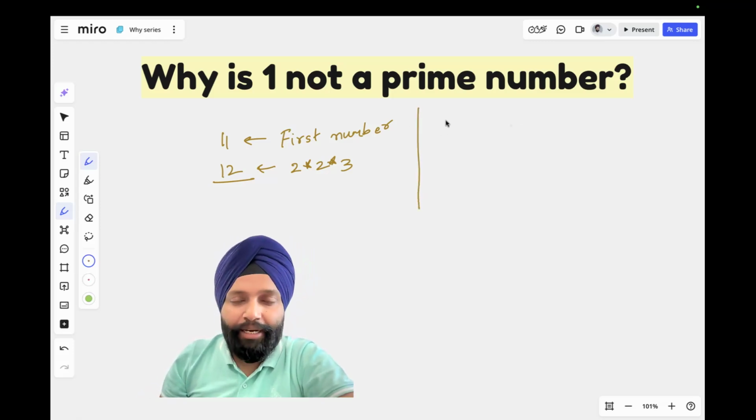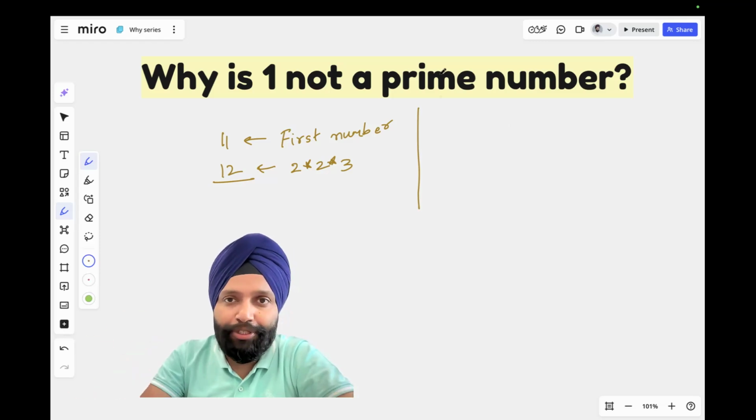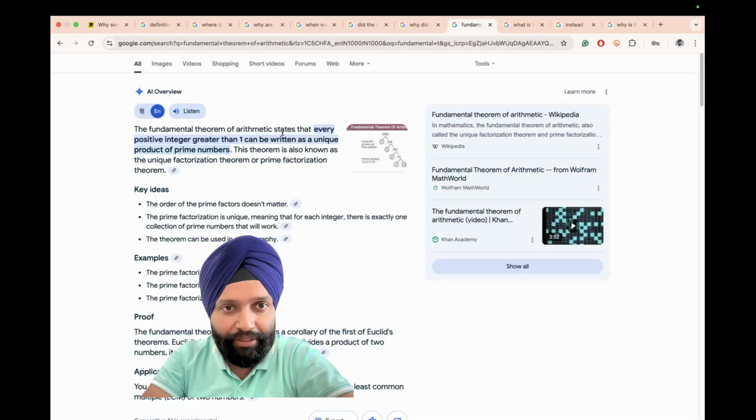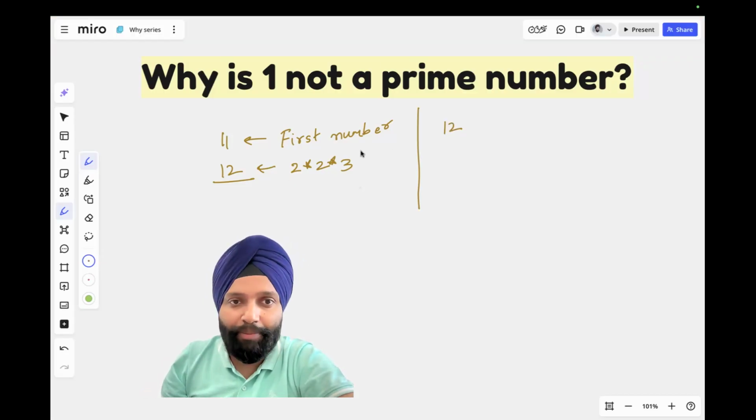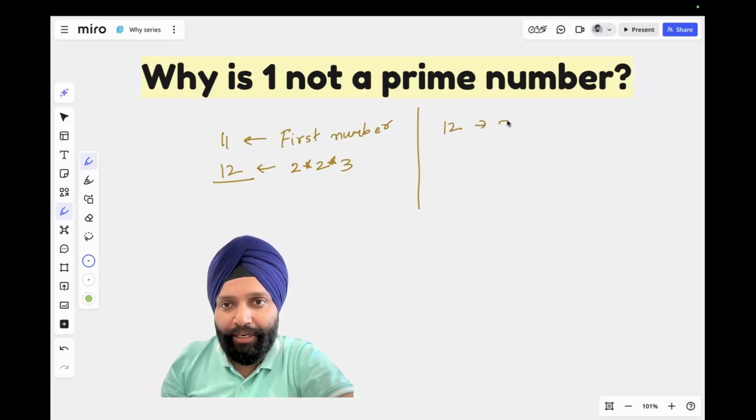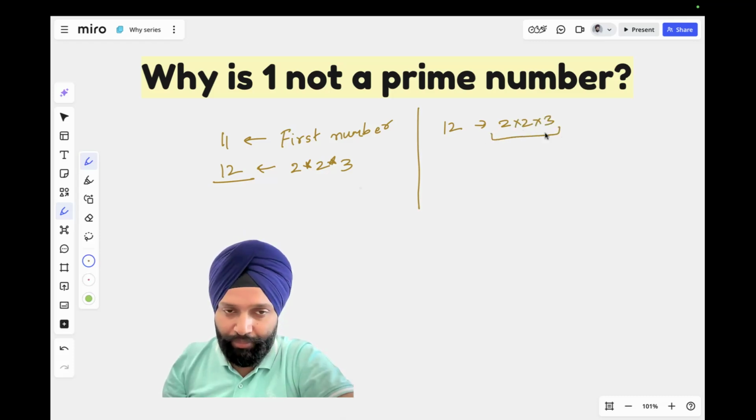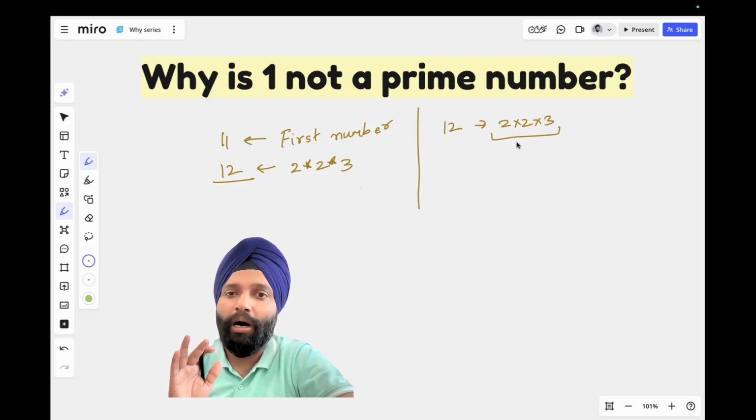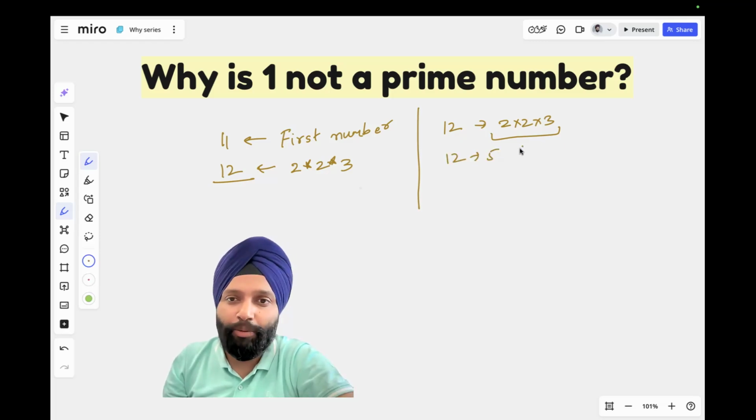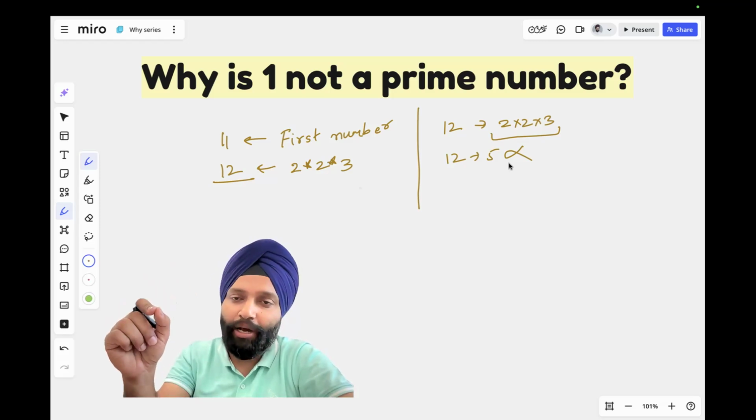Every number can be expressed as a unique combination of prime numbers, right? Unique product of prime numbers. So for example, if you look at 12, it can be written as 2 into 2 into 3. This is a product of prime numbers. Now, there is no other way to write 12. You can't just write 12 as, okay, 5 into some other prime number. That's not possible. It is always a unique product.